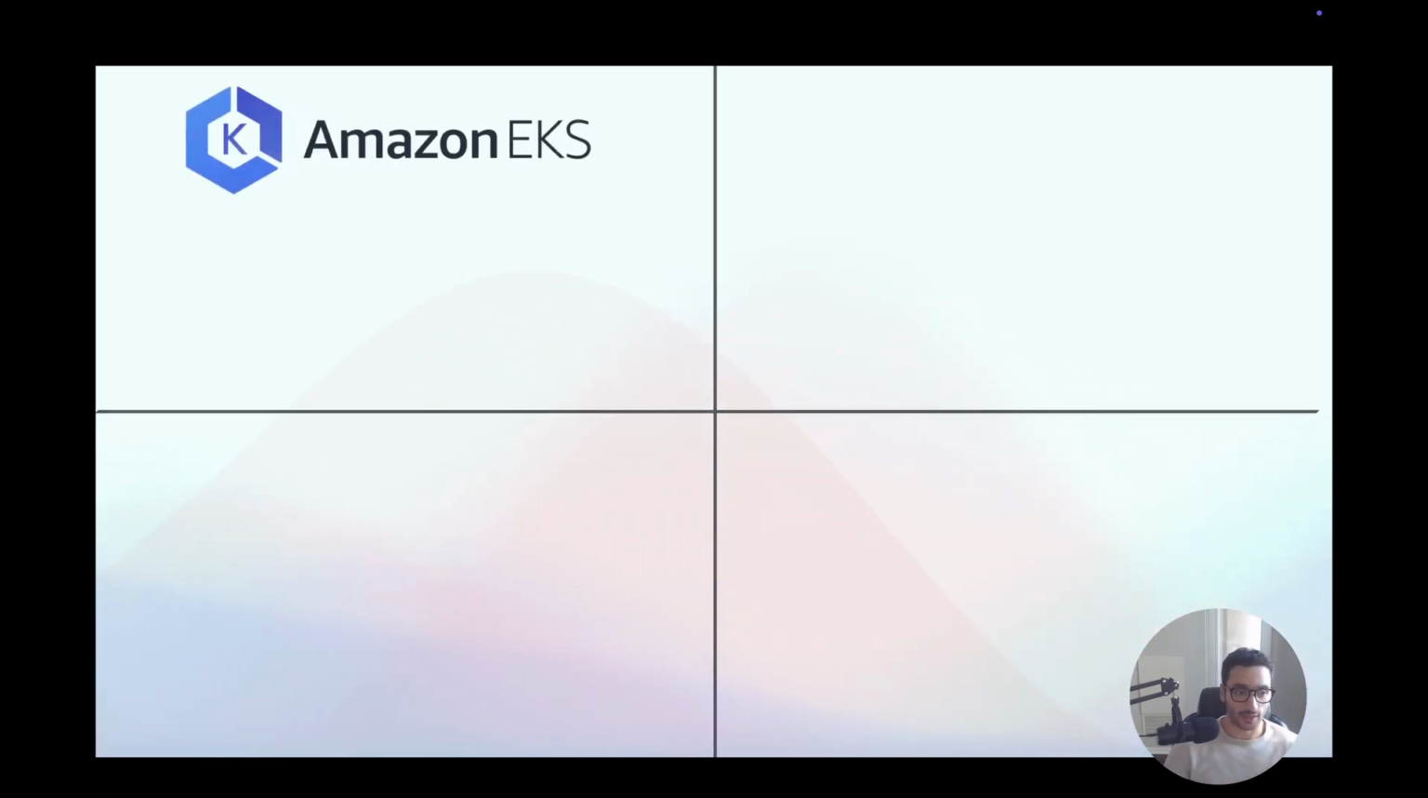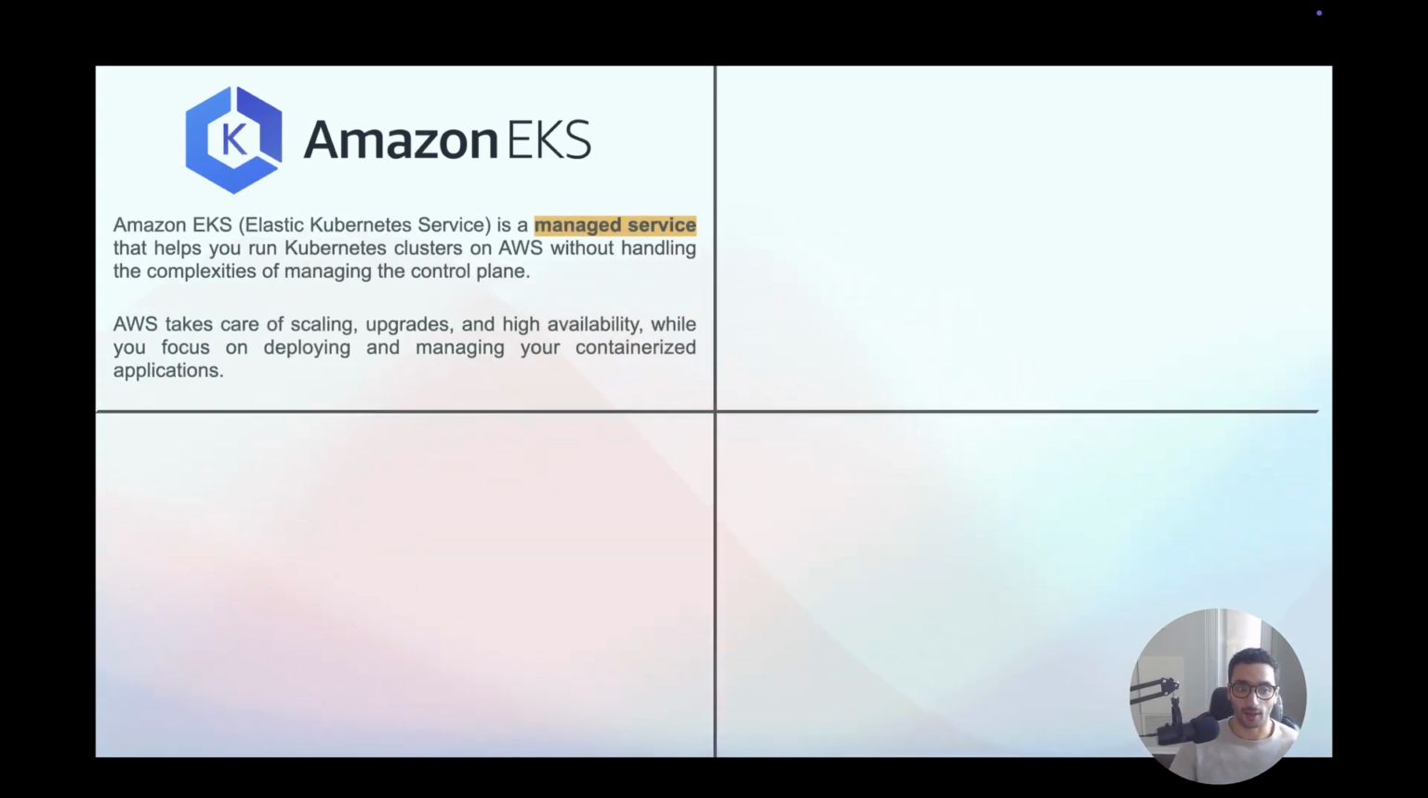The first one is Amazon EKS, which is a managed Elastic Kubernetes Service that helps run Kubernetes clusters on AWS without handling the complexity of managing the control plane. AWS takes care of the scaling, upgrades, and high availability while you focus on deploying and managing the containerized application. So this would be our compute for this project.